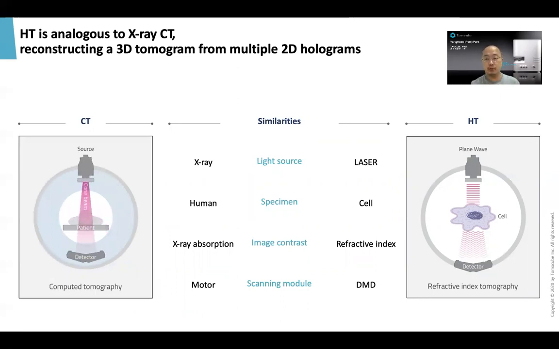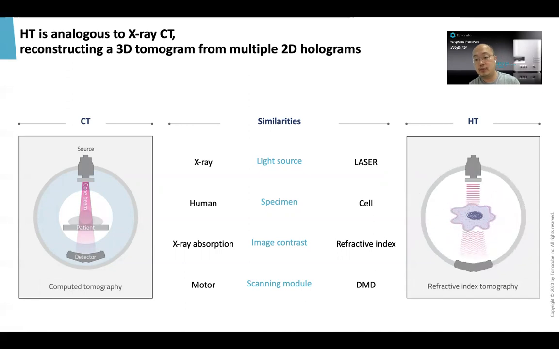And from those multiple 2D measurements from different views, the three-dimensional tomograms of the human body can be retrieved by performing a reconstruction process, which is basically the inverse of the X-ray diffraction projection. And by doing that, the clinicians can look at the organs of human bodies without invasive procedures. HT is the optical version of X-ray CT.